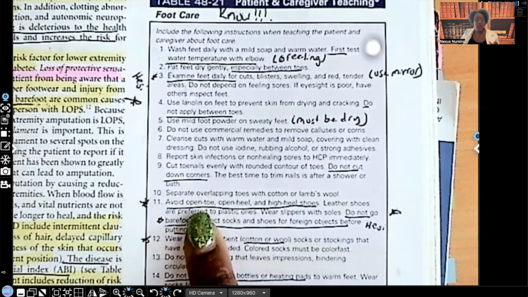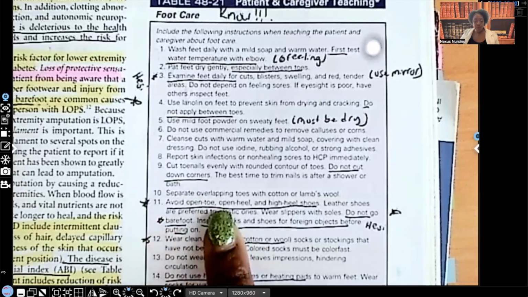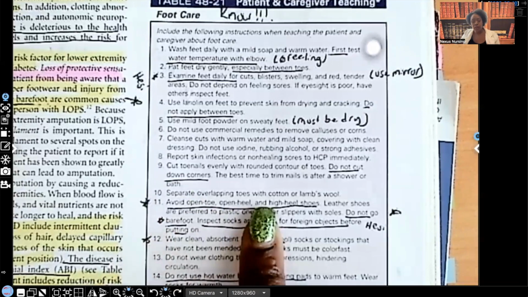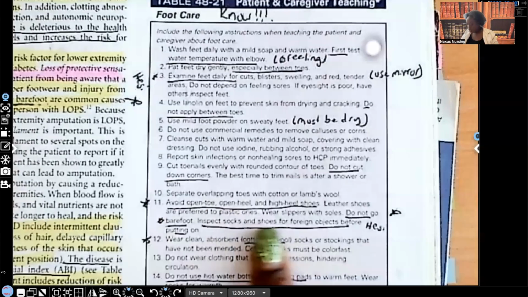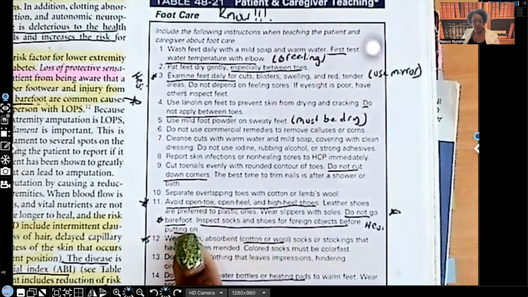Teach them to stay away from open toe, open heel, high heel shoes. The whole point is we're trying to protect the feet. We want the feet and toes covered. And that's why no thong sandals. We don't want anything between those toes, okay? Do not go barefoot. They need to protect the feet.